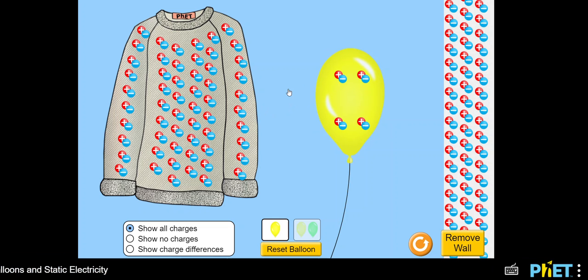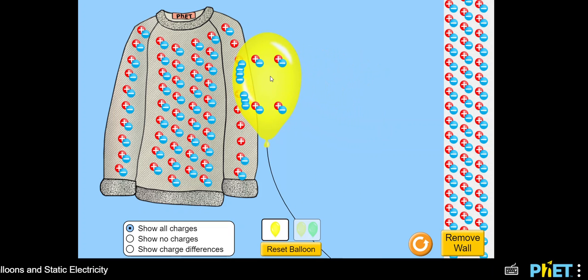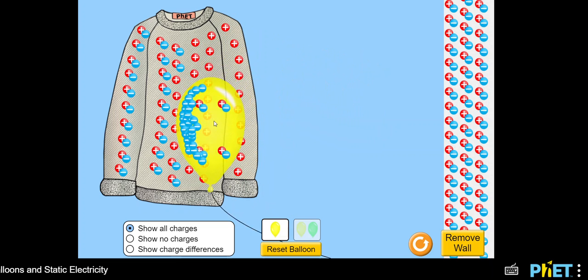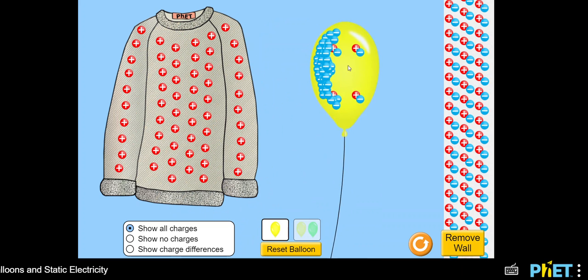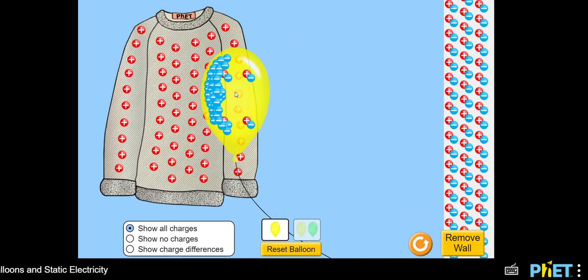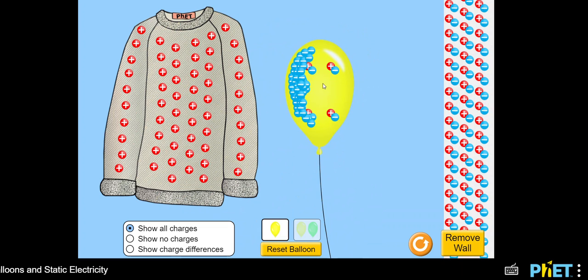If you have a balloon and a sweater, you'll notice that for every one of these protons or positive charges, I have a negative charge, right? That's true here. It's true in the balloon. And so I can do charging by contact. If I take this balloon and put it on the sweater and rub the two together, what am I doing? I'm actually stealing the electrons from the sweater and they're being transferred to the balloon.